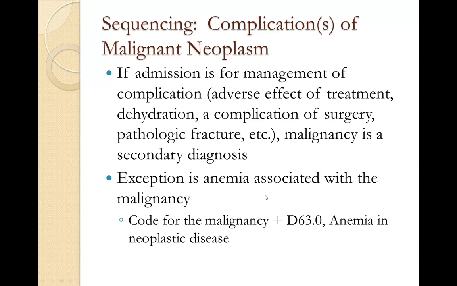Alright, if they're coming in for complications of malignant neoplasm, there are several guidelines on this. It's just giving you some information on the sequencing. So if admission is for management of a complication, some sort of adverse effect, dehydration, something like that, they're coming in for the complication, so that's going to be listed first. Your malignancy is going to be your secondary diagnosis. The exception here is anemia, which, any sort of anemia that's associated with malignancy, we're going to code for the malignancy first, and then we'd add the D63.0 anemia in neoplastic disease.